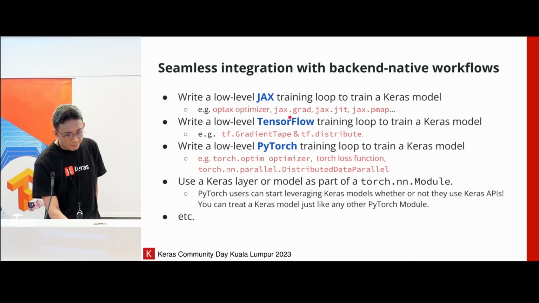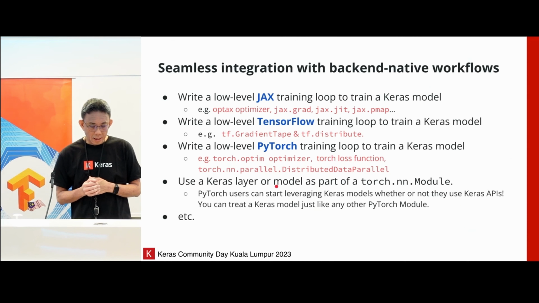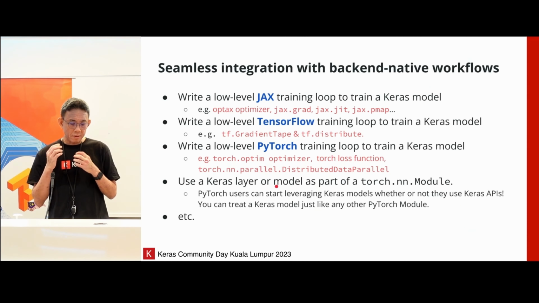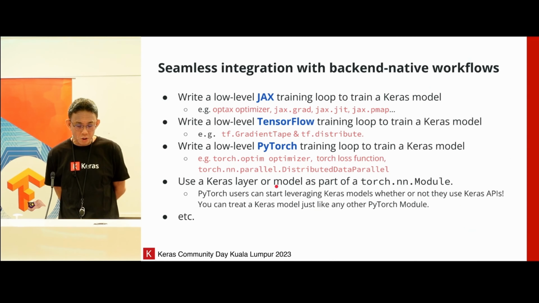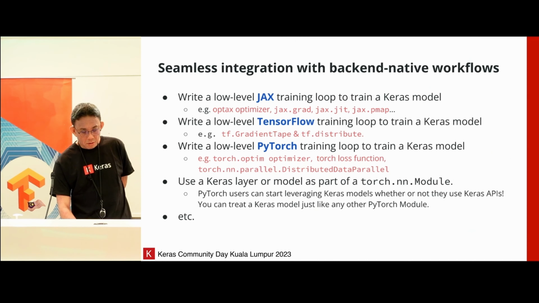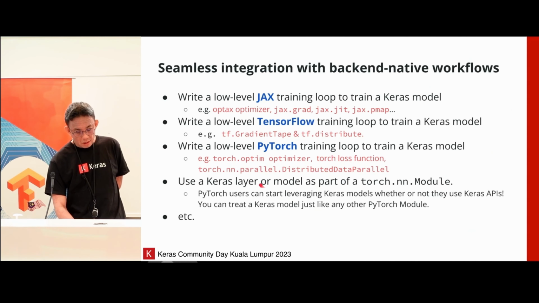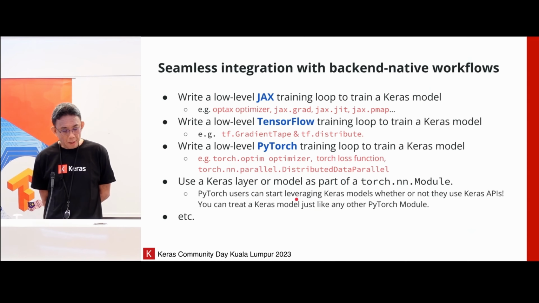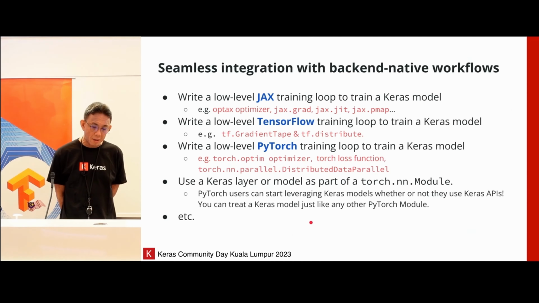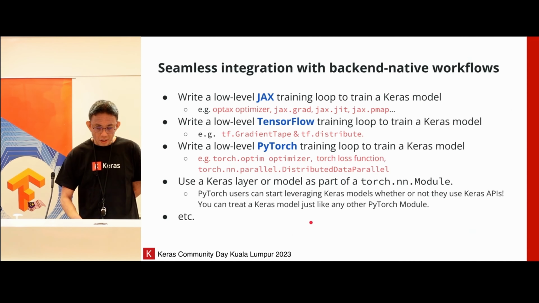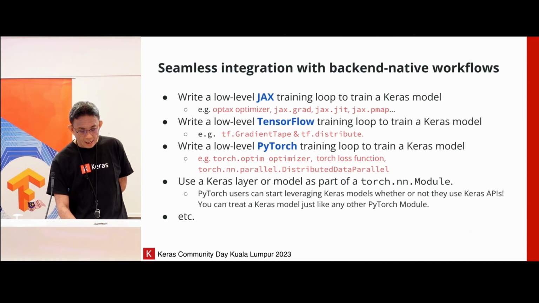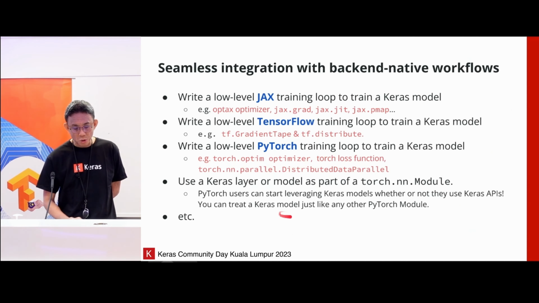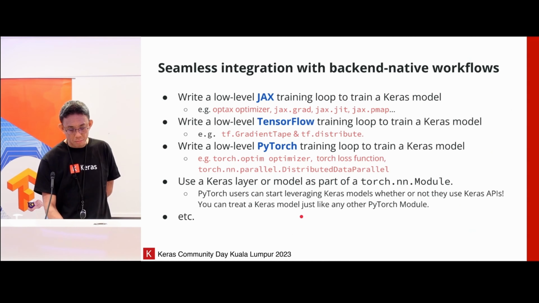At the same time, the Keras layer module is similar to the torch module. So now, if you have written your Keras layer and then you export it into a Keras model, you can actually use the same torch module. So PyTorch can actually start leveraging the Keras model, whether or not they use the Keras API. And then the Keras model can be treated as any other PyTorch module.